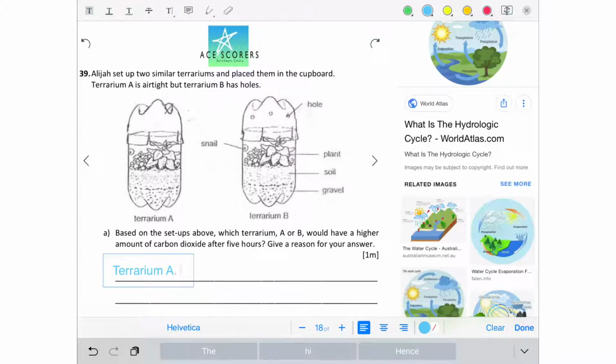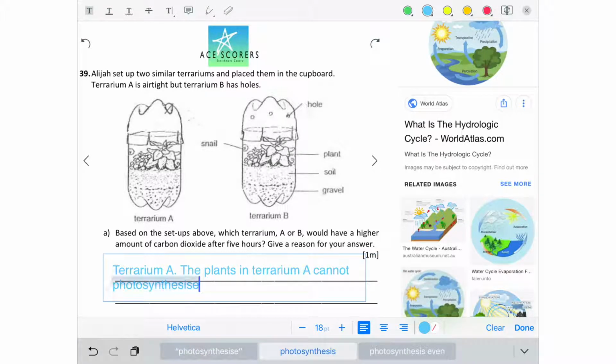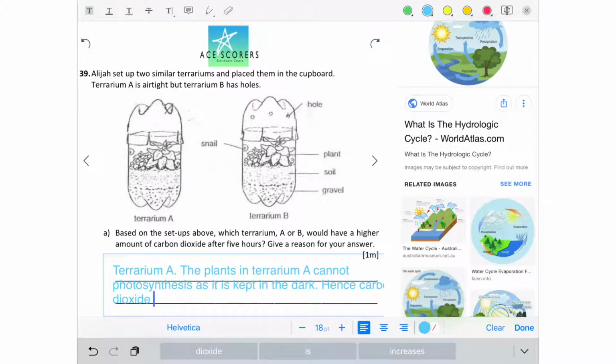Okay, why is it terrarium A? No new oxygen. You see, placed in a cupboard, even though there are plants, can it photosynthesize? No. So the plants in terrarium A cannot photosynthesize as it is kept in the dark. Hence, carbon dioxide increases. But how about for terrarium B?